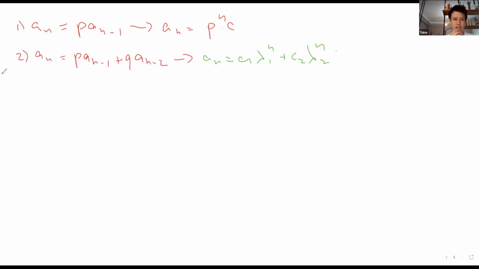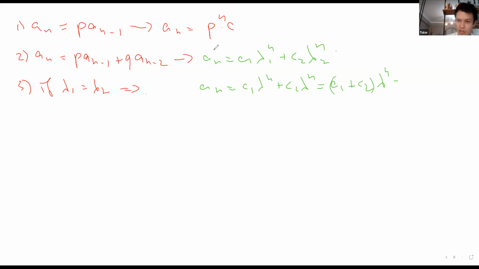But now here is a question. What happens when lambda 1 equals lambda 2? If you look at part 3 in here, if lambda 1 equals lambda 2, then what do we get? We get a troublesome situation. We get that a_n is equal to c1 lambda to the n plus c2 lambda to the n. So you get c1 plus c2 times lambda to the n. So it's just c lambda to the n.